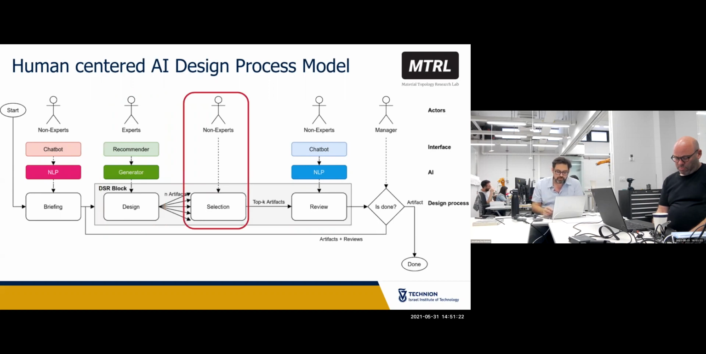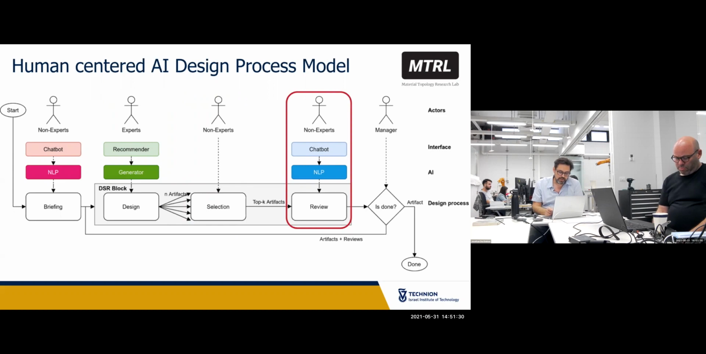Selection is a straightforward but critical task. During this phase, humans select the best designs. Finally, humans are asked to review the design. This phase is critical for a collaborative design process. Here, we suggest using NLP with a chatbot interface to perform design review conversation.